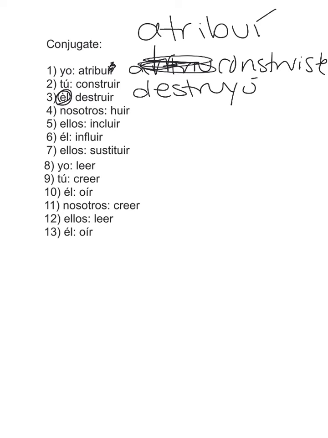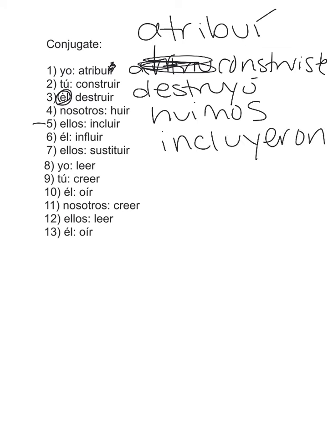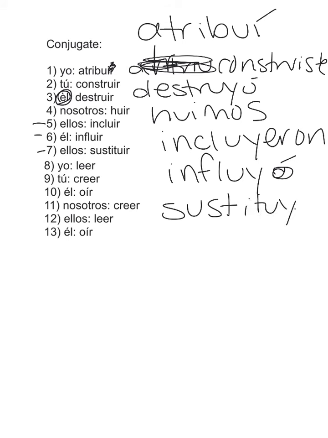Nosotros, huir, huimos. Number 5, ellos incluir. Ooh, that's down in the sparkly ballet slipper. Incluyeron. Number 6, él. Ooh, we're still in that sparkly ballet slipper. Influyó. That's an O. Number 7, ellos sustituyeron. I'm going to run out of room.